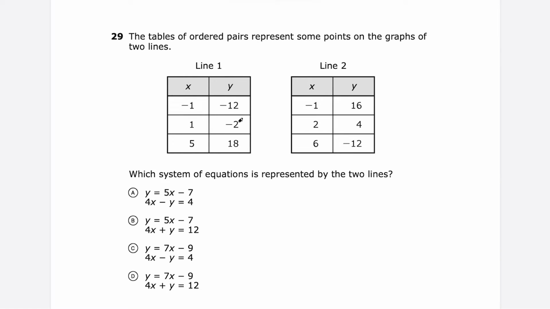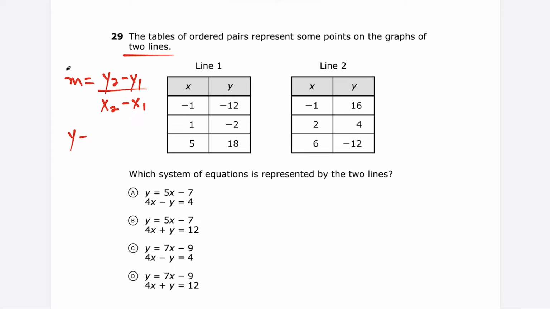Question 29, we have these 2 tables here, and they have ordered pairs that represent some points on the graphs of 2 lines. And we want to know which system of equations is represented by the 2 lines. Okay, so for this question, you could do things by hand, and you could also use the calculator. So if I want to do things by hand, I want to write the equation of a line. I have to know the slope, and I have to know a point that's on the line.